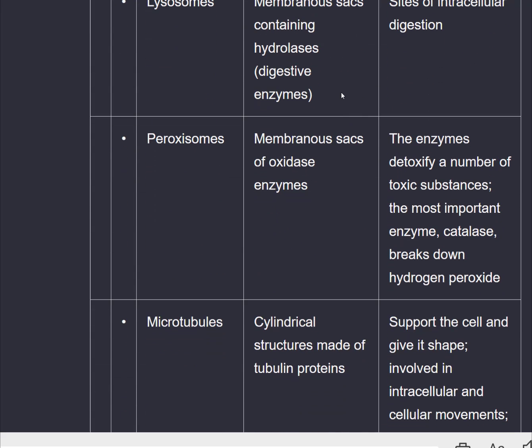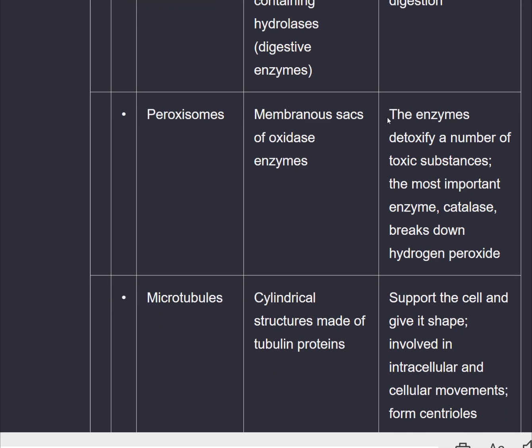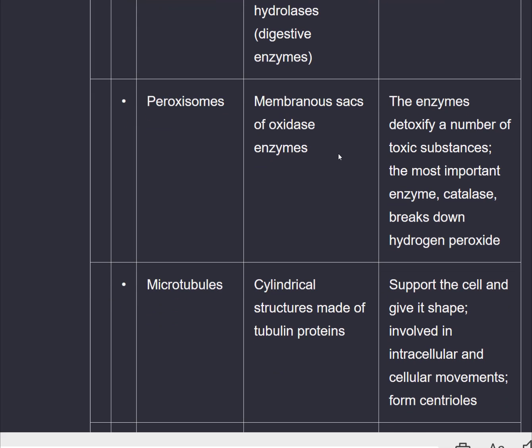Lysosomes. Membranous sacs containing hydrolases, digestive enzymes, and it serves as the site of intracellular digestion. Peroxisomes, membranous sacs of oxidase enzymes, and the function is the enzymes detoxify a number of toxic substances. The most important enzyme, catalase, breaks down hydrogen peroxide.